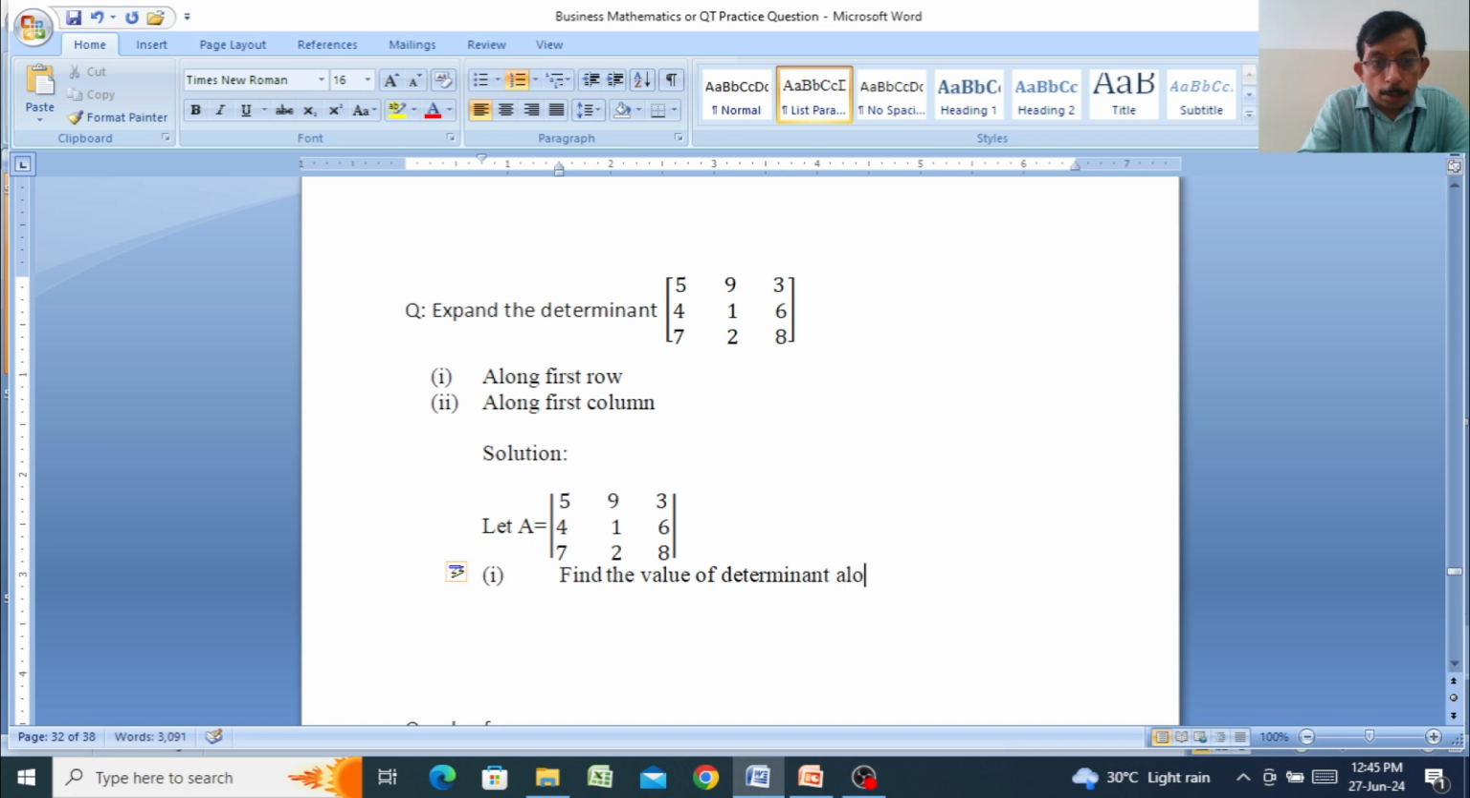Along the first row. The value of the determinant according to the first row: determinant A is equal to A11.